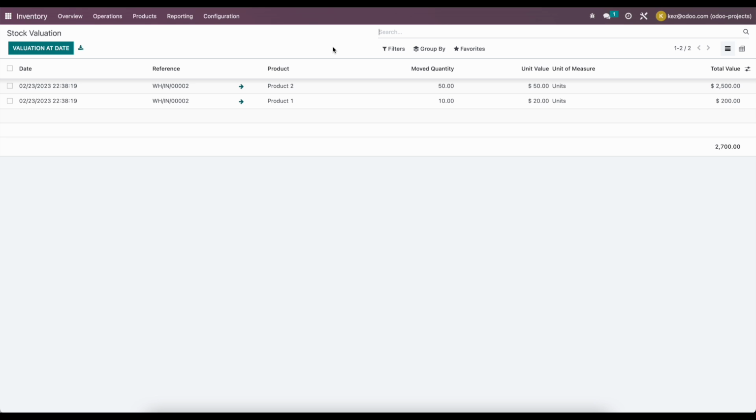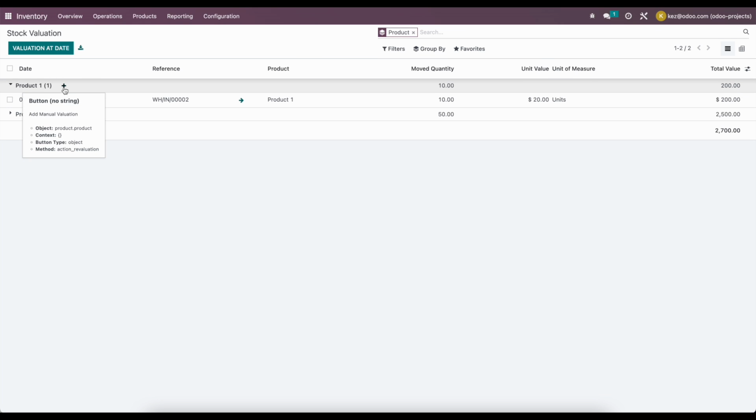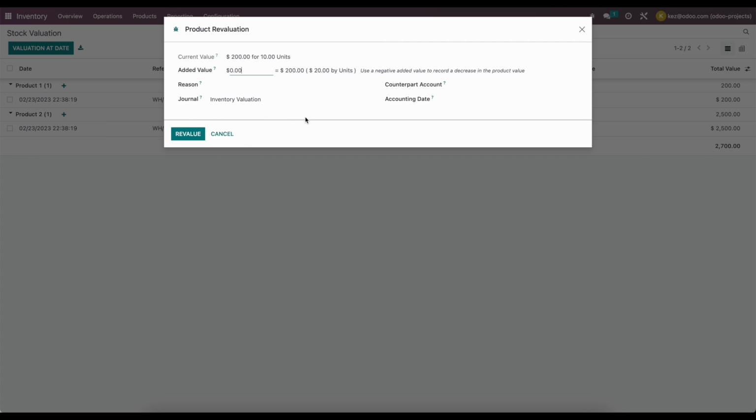And the way you do it here is in our stock valuation, we want to group this by product. And as a result, if we hover over one of our products here, there's going to be a plus sign to add a manual valuation. We can do that for each product here. So let's select product one, which is currently valued at $20 per unit. We're going to click on the plus sign here, and it's going to bring us to a form to complete the revaluation.